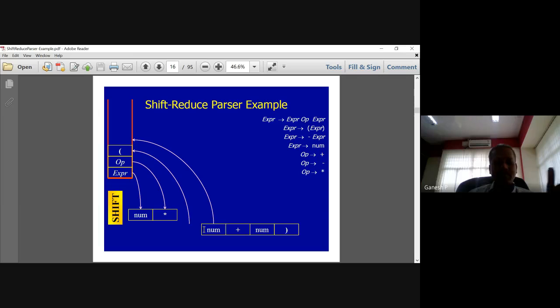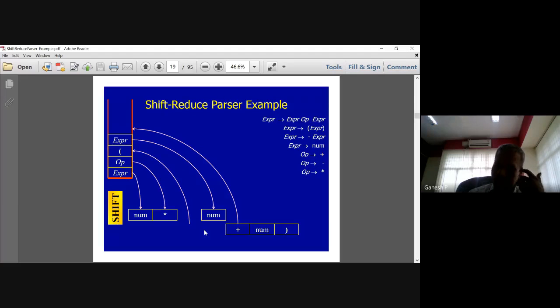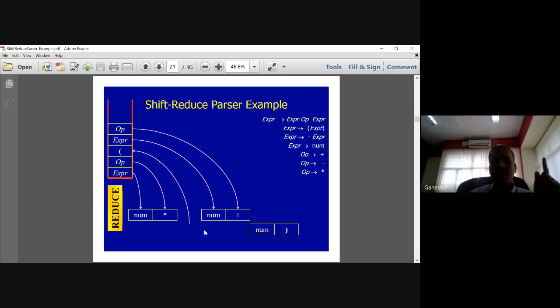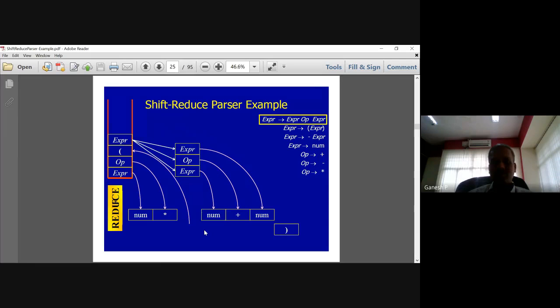How is num going to be shifted? In the same way as we did before. We know num is going to be EXPR, so it will be reduced. So it is reduced now. Next we have another input, a plus, and plus will be shifted now. Plus is also an OP here, so plus will be reduced into OP. After that we have a num. Again num will be shifted, pushed into the stack. Num is again EXPR, so it will be reduced to EXPR.